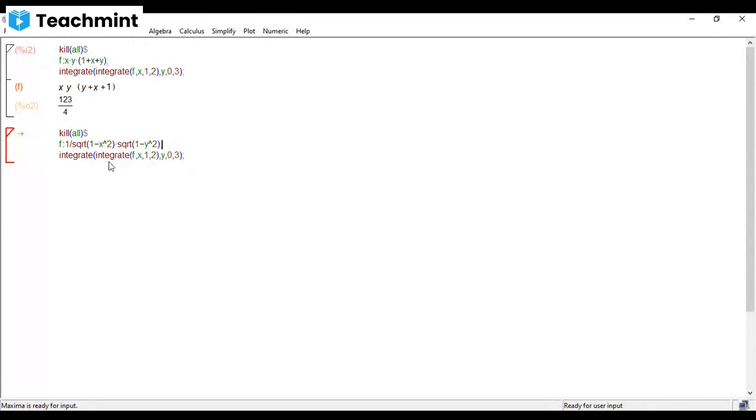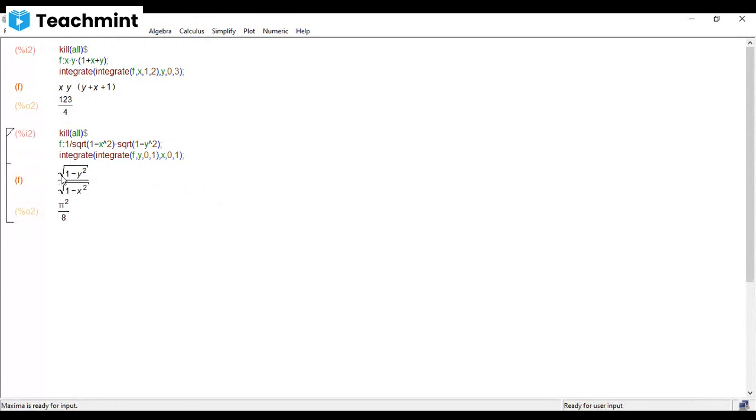And the limit is from, first you are integrating with respect to y. So integrate with respect to y, and the limit is from 0 to 1. Close the bracket. Next variable is x, and the limit is from 0 to 1. Okay, you got y square by 8.